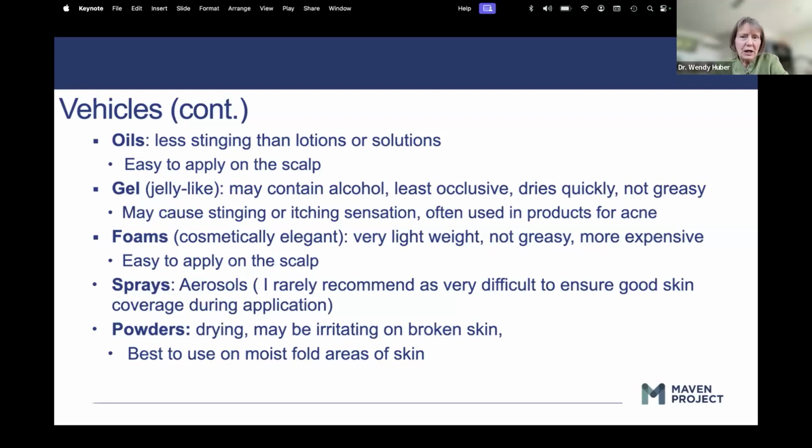Gels I don't really like. I don't use them very often. Some of my colleagues have liked them. They contain more alcohol. They dry really quickly. Sometimes people have said, well, it's good to use on areas that are oozing. However, because of the alcohol, they can sting a lot.